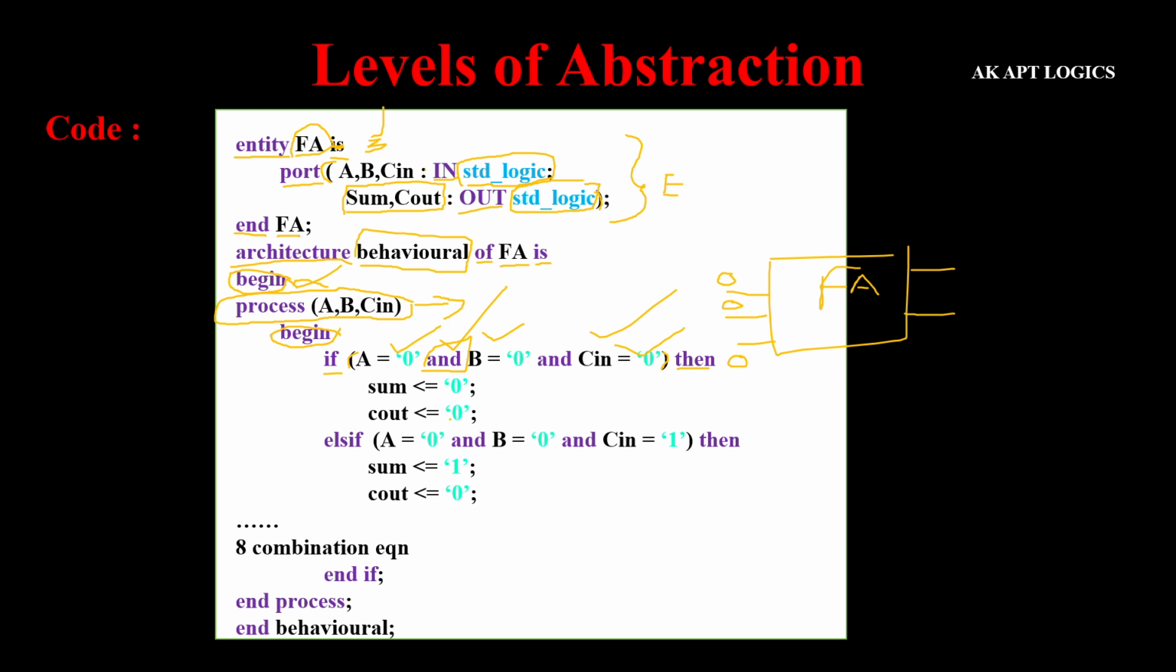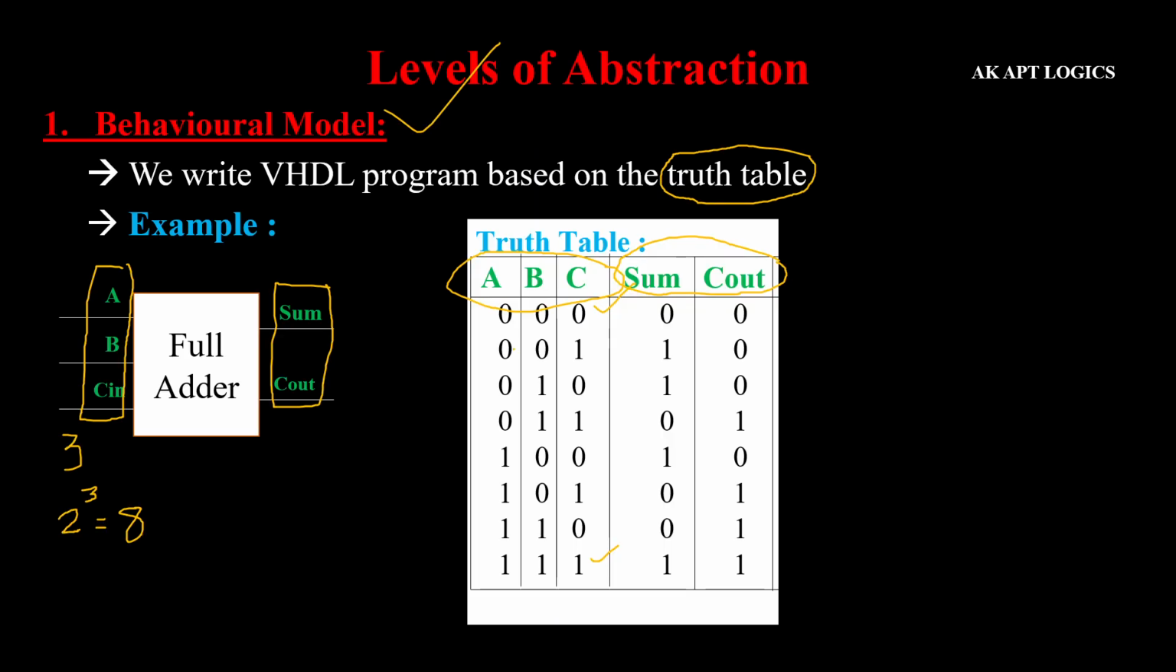We need to get 0 and 0, sum as 0 and carry out also as 0. This is how we know, this point we know from the truth table, right? In the previous video we have seen, right? Let me show you. Whenever all three inputs are 0, then we are going to get both sum and carry out as 0.